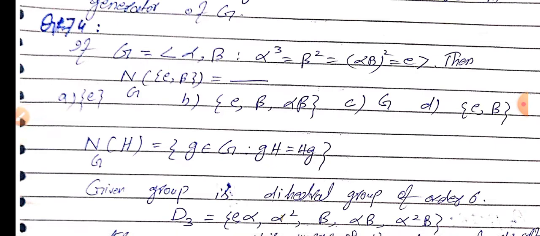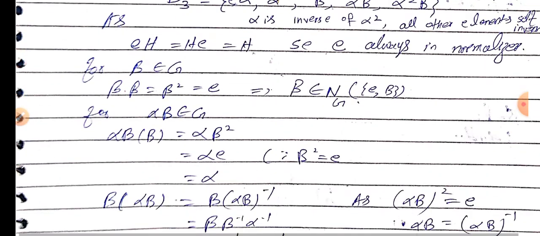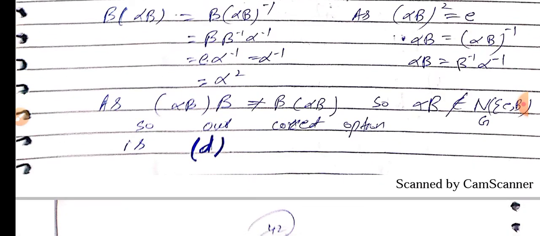74. Let G, alpha cube is equal to beta square is equal to E. Then the correct option among A, B, C, D. Which option is correct? So option D is correct.